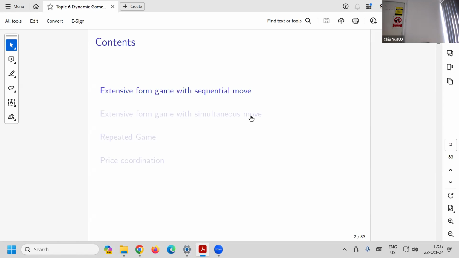The last will be what we call price coordination. We will just apply the repeated game idea to firm collusion. Okay, so that would be the main thing, right?